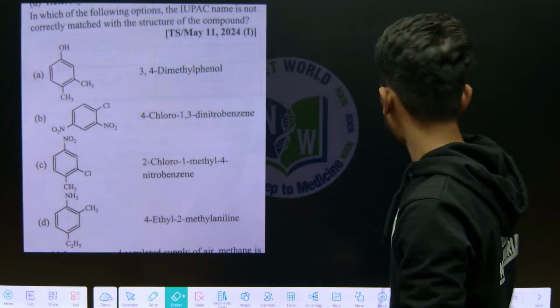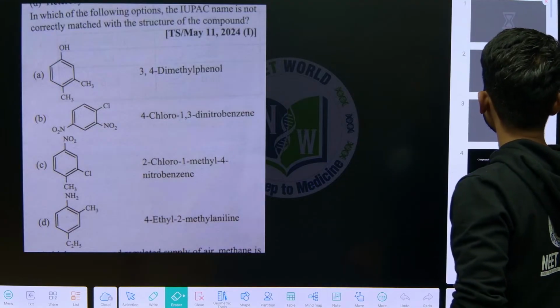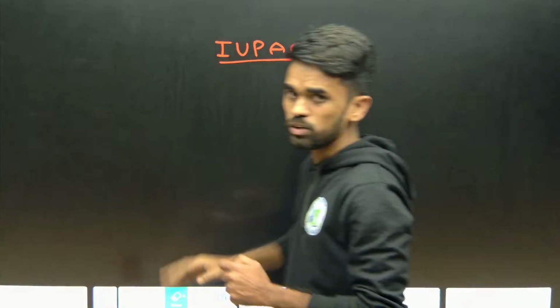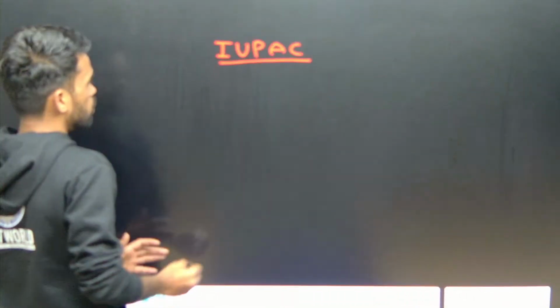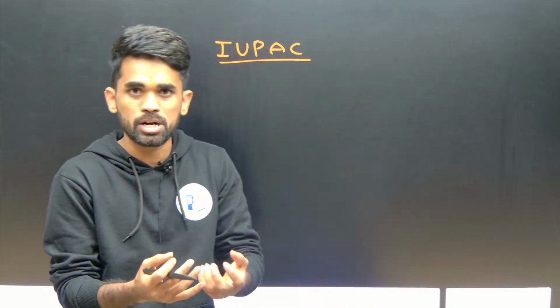First of all, let me start with the very basics. Why do we need to write IUPAC nomenclature? Tell me, why do we need to give the IUPAC nomenclature? We know there are a lot of organic molecules. Those organic molecules originate from natural sources, and some other organic molecules might be prepared synthetically in the laboratory also.